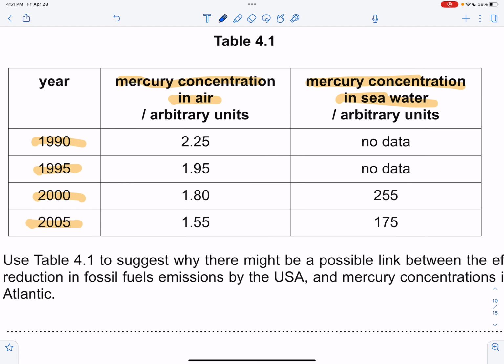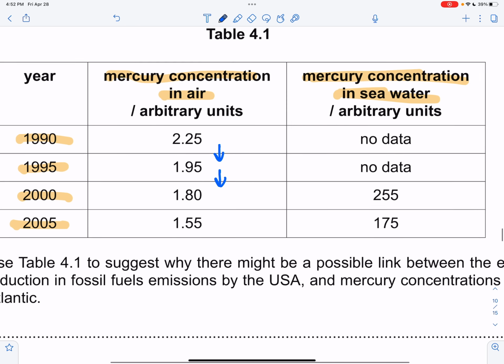1990, 1995, we have a decrease in the concentration in the air. And we were not measuring it in seawater at the time, or there is no data for it. 1995 to 2000, we had another decrease. Again, no data for seawater. We just have our first set of data for 2000 for the mercury in seawater. And then 2000 to 2005, yet another decrease. And 2000 to 2005 is when we have data for the mercury amount in seawater.